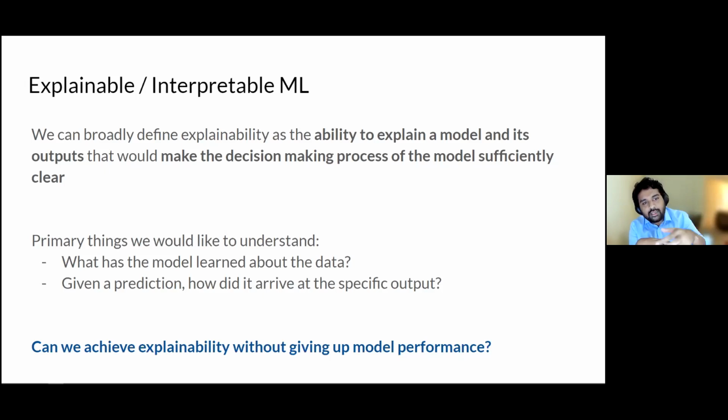But broadly defining it, we could say that it's the ability to explain the model and its outputs, so that the decision-making process of the model is sufficiently clear to the user. What sufficiently clear means is very different from context to context. Let's say it's a machine learning practitioner who developed the model. For them, sufficiently clear is a different thing than for the banking official who's actually using that model.